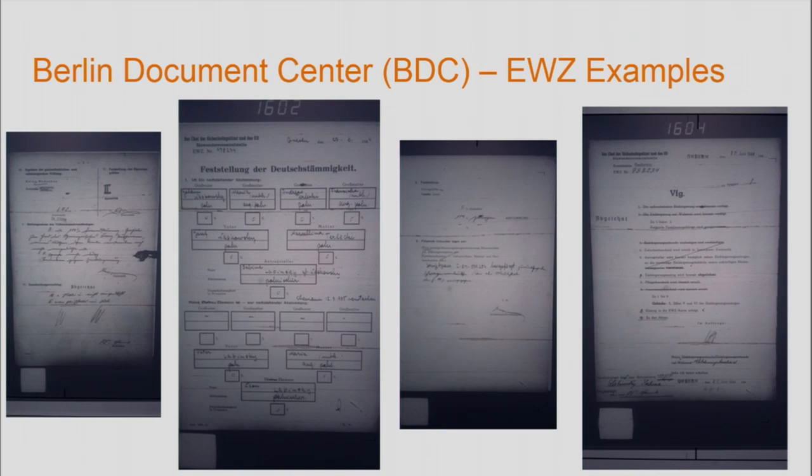Again, more examples from, this is actually the same person in this EWZ example. You can see that there's basically a family tree that's been drawn here. In this case, it's to prove the person's Germanness, German ancestry, because they're applying for naturalization. And then there's some certifications and signature pages as well. So just types of documents and types of information that are available in this series.